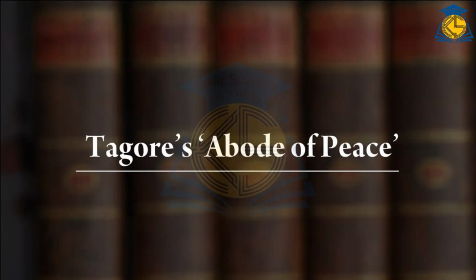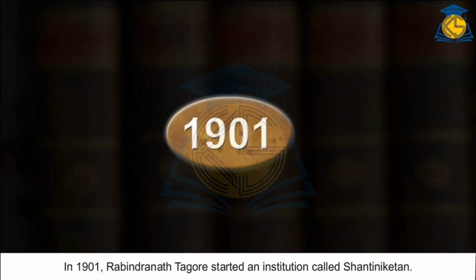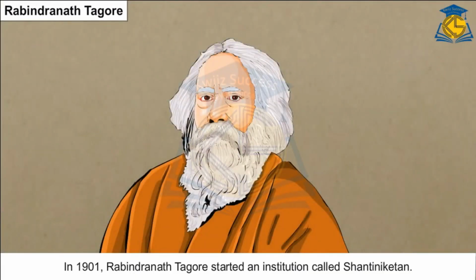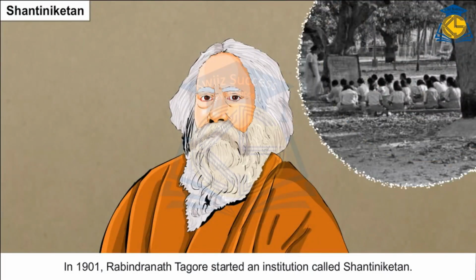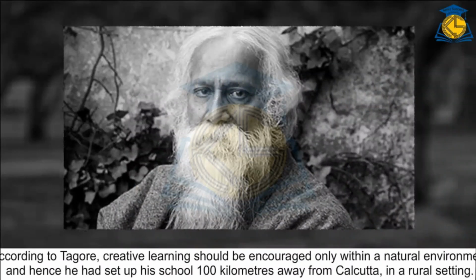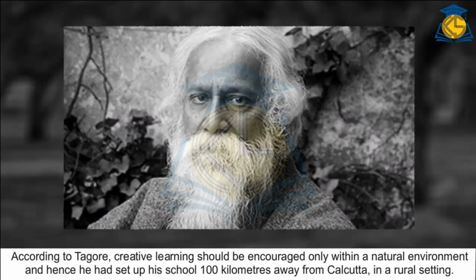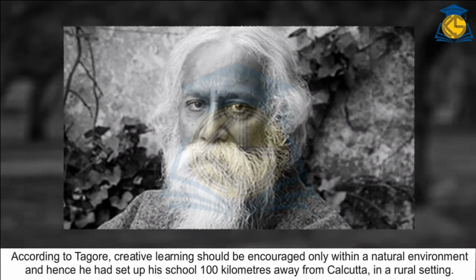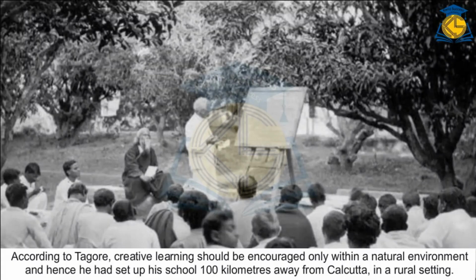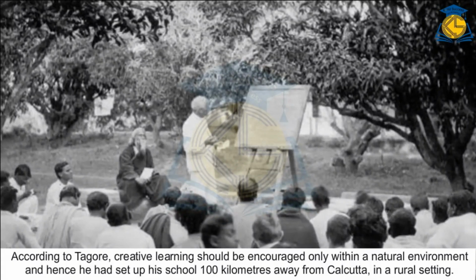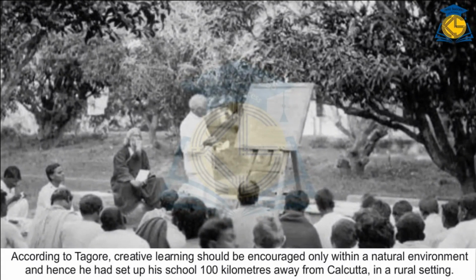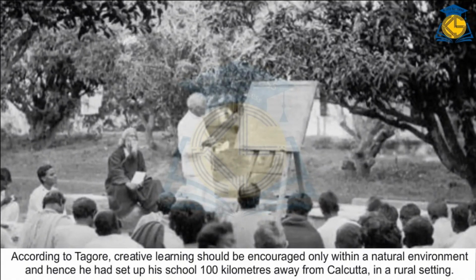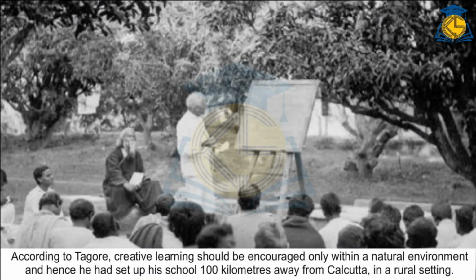Tagore's Abode of Peace. In 1901, Rabindranath Tagore started an institution called Shantiniketan. According to Tagore, creative learning should be encouraged only within a natural environment, and hence he had set up his school 100 kilometers away from Calcutta, in a rural setting.